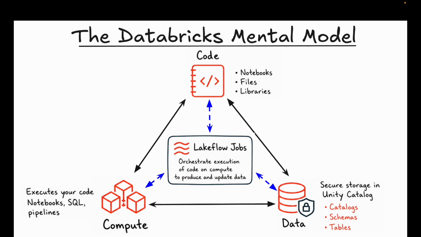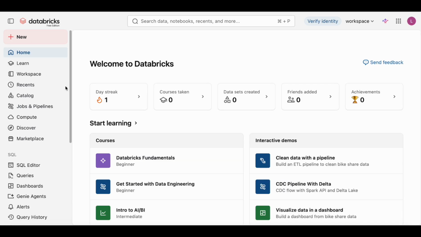Now, let's put this into practice. Let's jump back into our workspace where we'll create our very first code artifact, a Python notebook. Now that we have our mental model in place, let's see how these 4 building blocks come together. I'm going to give you a quick tour of the areas I think you'll use the most as a data engineer, and then we'll create our first notebook.